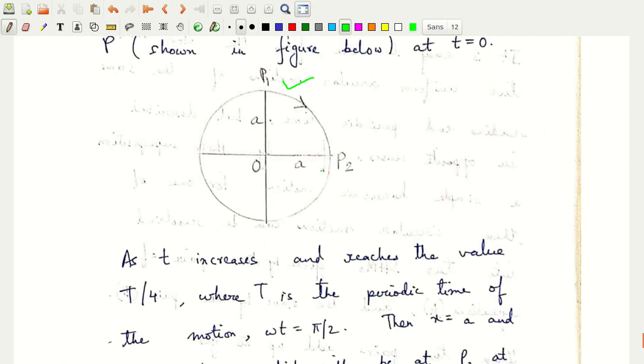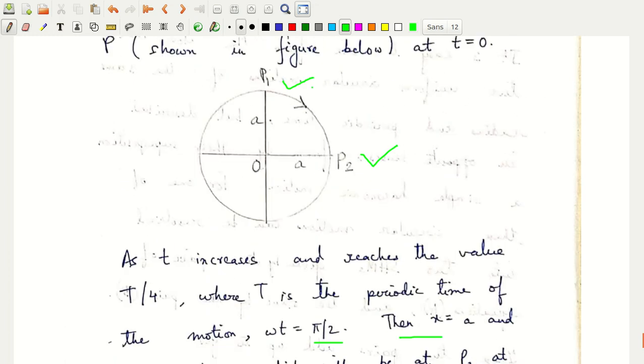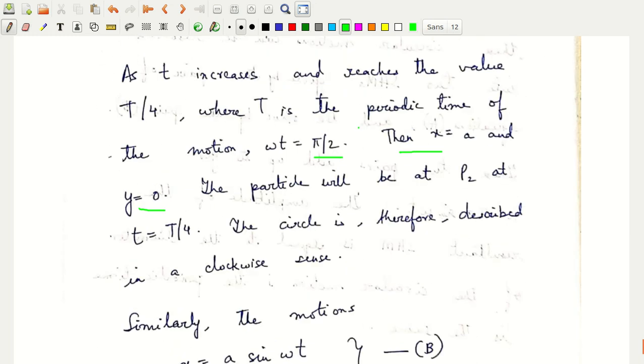So what is omega into t? Omega is 2 pi by capital T into capital T by 4, so pi by 2. If you put pi by 2 in those two equations, you get x equal to a and y equal to 0. So now you've reached point P2. From P1 I have traveled to P2, so the circle is being covered in a clockwise sense.